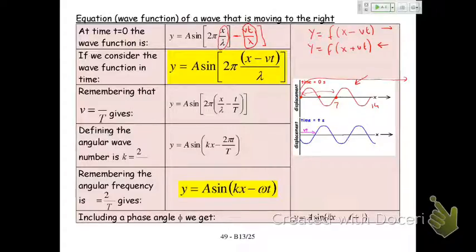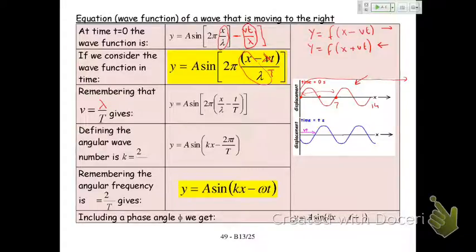Next, remember that V is equal to f lambda, so it's going to be lambda over T. And so rather than that V, I can say lambda over T. Can you see how those lambdas cancel out? So I end up with y equals A sine 2 pi x over lambda minus t over big T, the period.